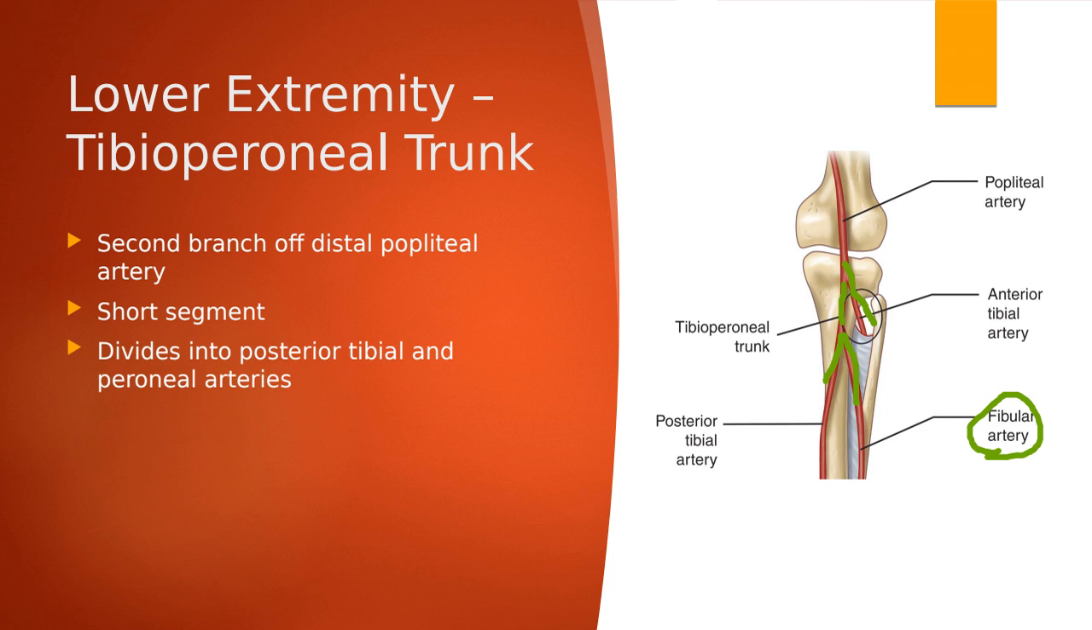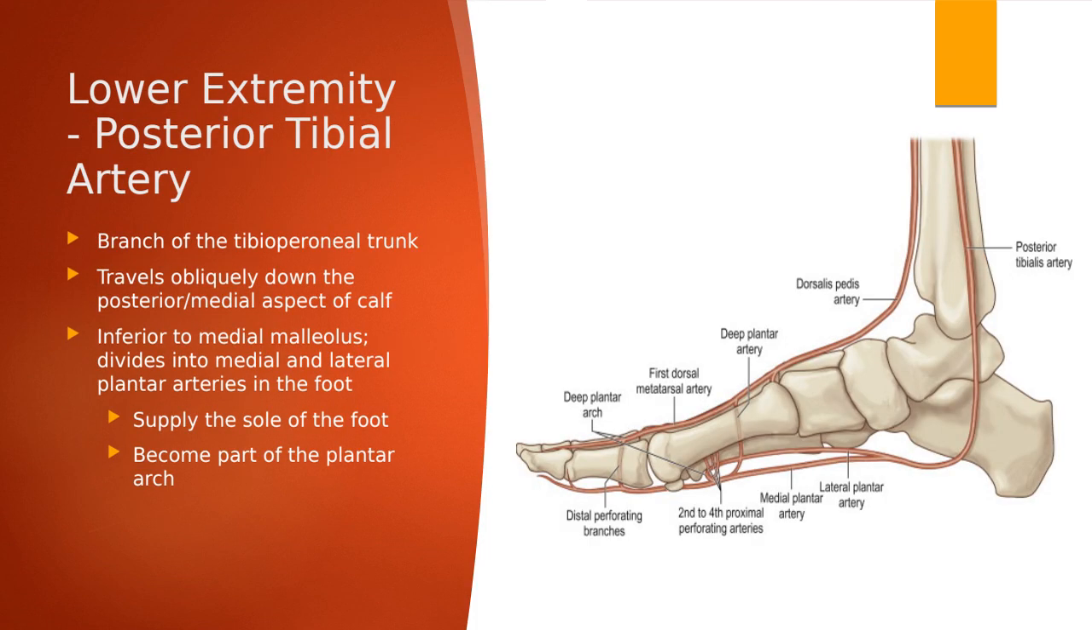So our PTA, like we said, branches off the tibioperineal trunk. It's going to travel down the medial aspect of our calf, so kind of along the meat of our calf. It's going to travel inferior and kind of around the rounded part of the inside of our ankle. So that bone, if you feel the inside of your ankle, that round bone right at that junction of your foot, is known as your medial malleolus.